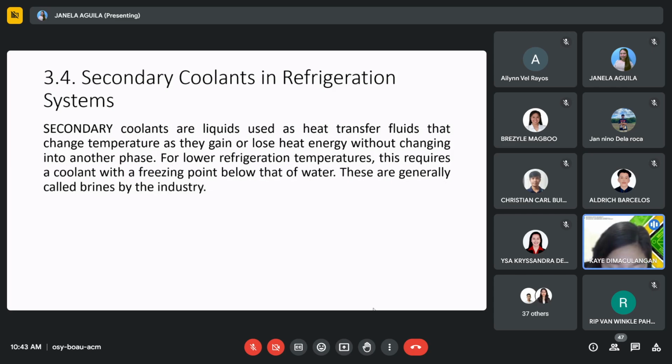And next, in some cases, air is used as secondary coolant in the refrigeration system, particularly in an air-cooled condenser where ambient air is used to remove heat from the primary refrigerant. Secondary coolants provide flexibility and efficiency in the refrigeration system, allowing precise temperature control, freeze protection, and heat transfer in various applications. The choice of the secondary coolant depends on factors such as operating temperatures, environmental considerations, safety requirements, and cost effectiveness.